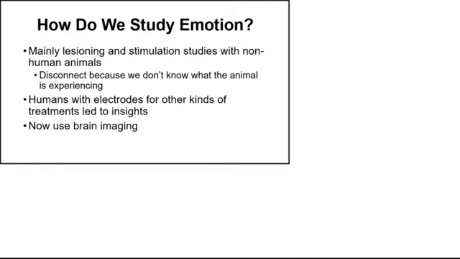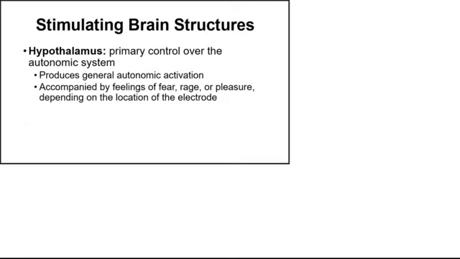Okay, so with all of that background stuff out of the way, we can start talking about specific brain structures that we seem to know quite a bit about. So we can start off with our hypothalamus. And again, these aren't going to be new. We've already discussed a lot of these structures.